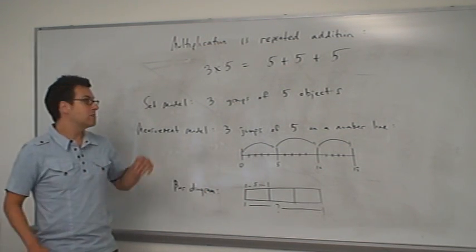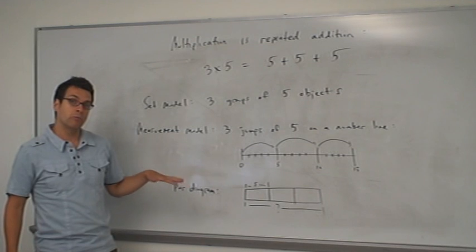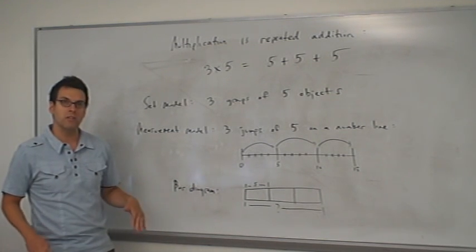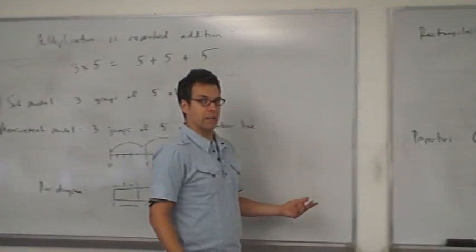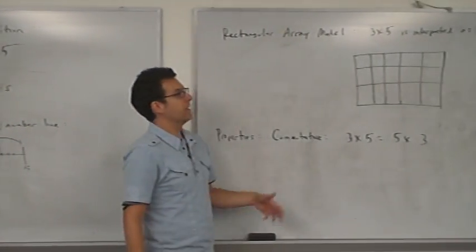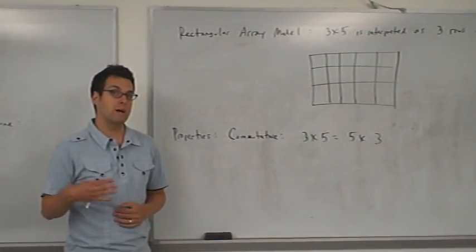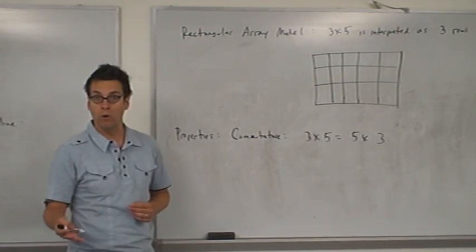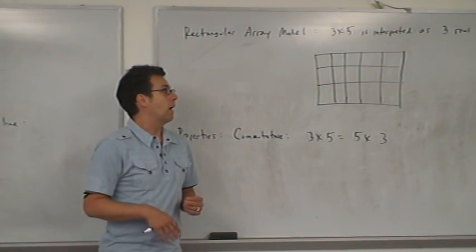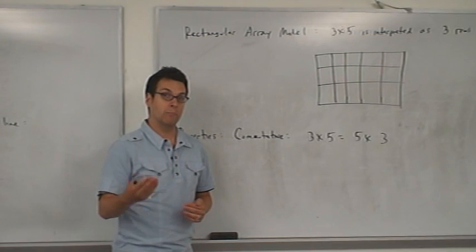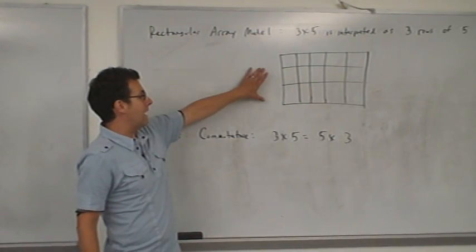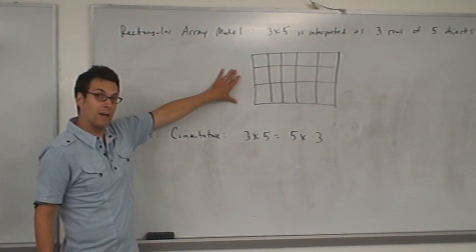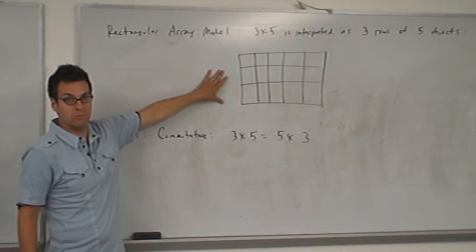Okay. Now, these are models that we have seen previously, but with multiplication, there's actually a new model that comes up, which we call a rectangular array model. In a rectangular array model, we can interpret 3 times 5 as simply 3 rows of 5 objects. The objects can be anything. You're going to find out pretty quickly that the easiest objects to draw are indeed squares. So we might have a rectangular array that looks like this to interpret 3 times 5.